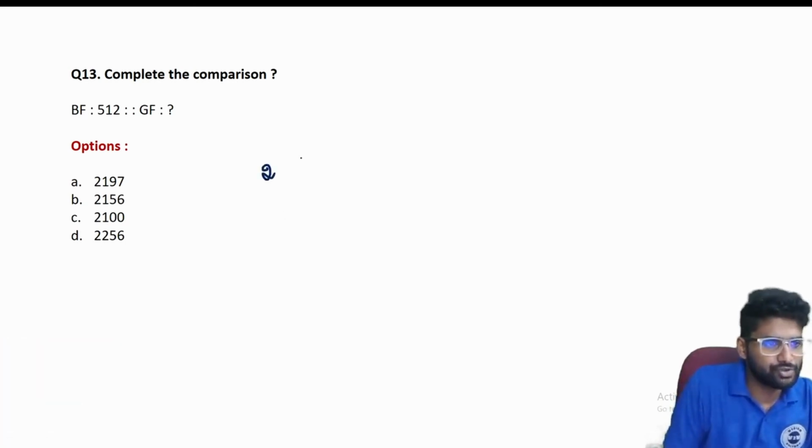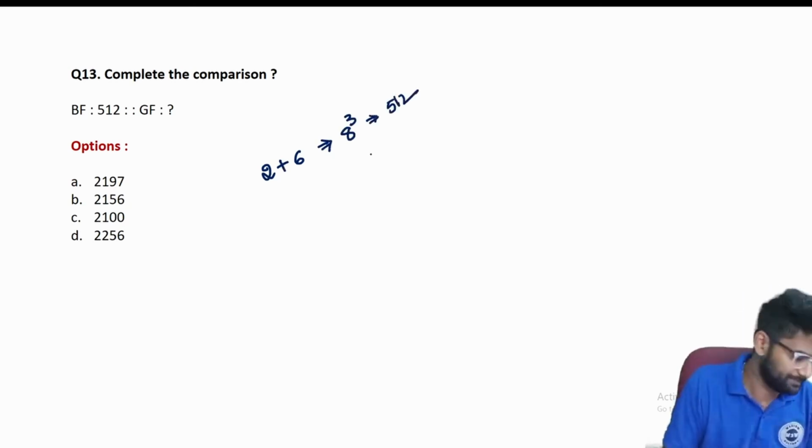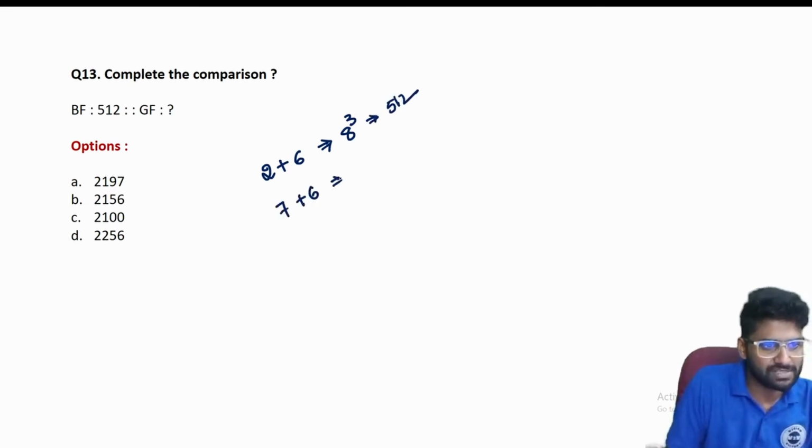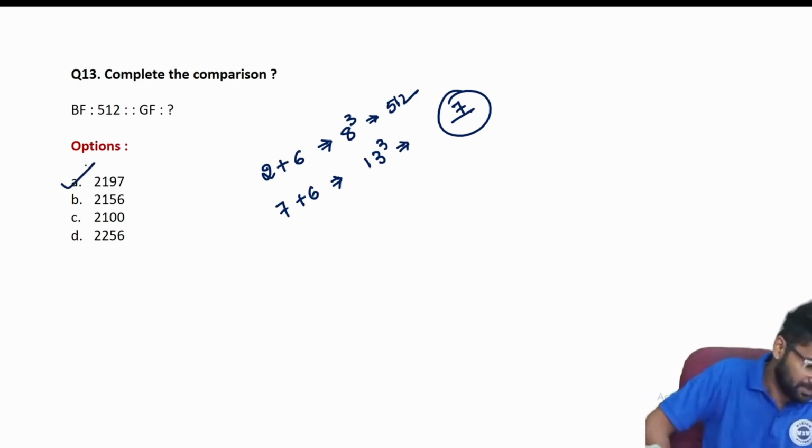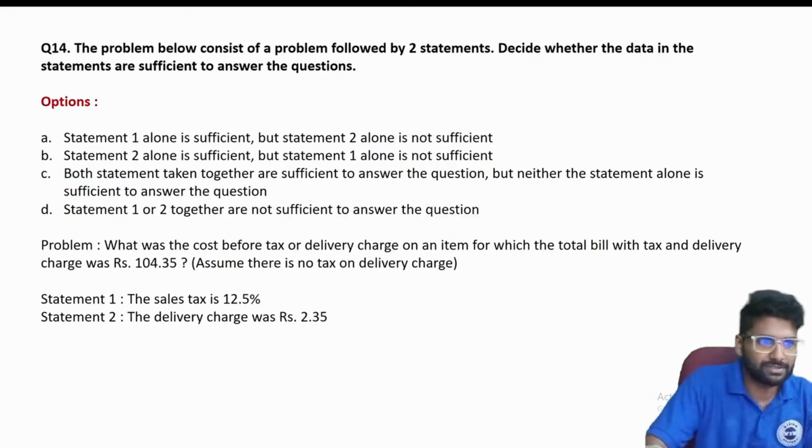See, B is 2, F is 6. How will you get 512? Guys, there is only one possibility to get 512: the sum of these two numbers, whole cube. It gives the result of 512. And here G is equal to 7, F is equal to 6. Here the value becomes 13. Now your answer must be 13 cube. Guys, if it is 3 cube, definitely the nth place must be 7. So the answer is 2197. That's the logic.